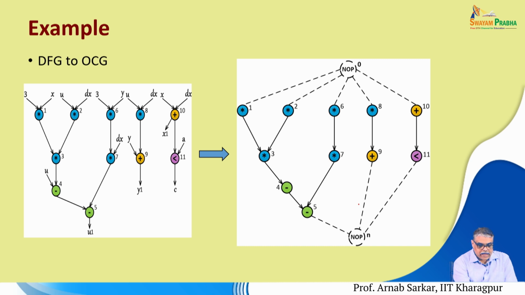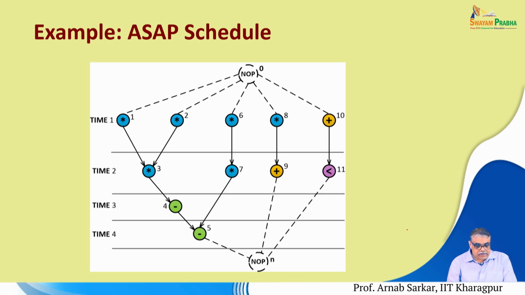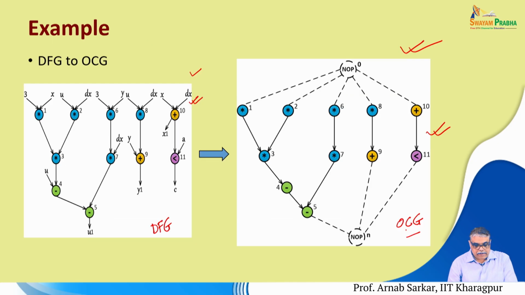From the basic block, as we said, we obtain the operation constraints graph. So, we remove all the variables and only show the dependencies between the operations. This one is the data flow graph and this one is the corresponding operation constraints graph. Using this, we generate the ASAP schedule.